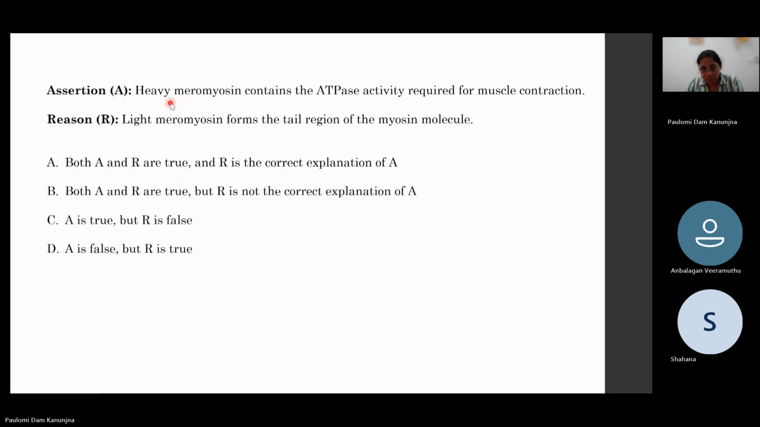I would like you to attempt these answers so that we have time for discussions also. So please do attempt and see if you find any difficulty.